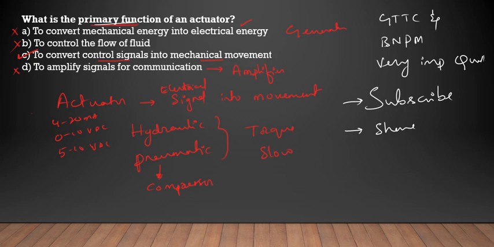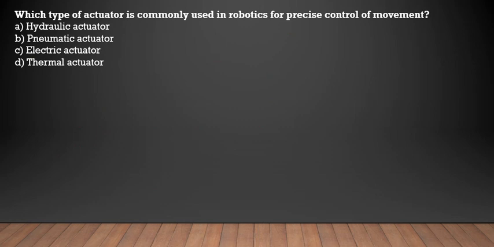Okay, so let us focus on the next question. Which type of actuator is commonly used in robotics for precise control of the movement? See, there are several types of actuators which we already discussed, right? So thermal actuator they have given, which is not in the market. Just neglect this option. Do not take this thermal actuator when you don't know about the options. Just go with the knowledge that you have and try to eliminate the options which you know.